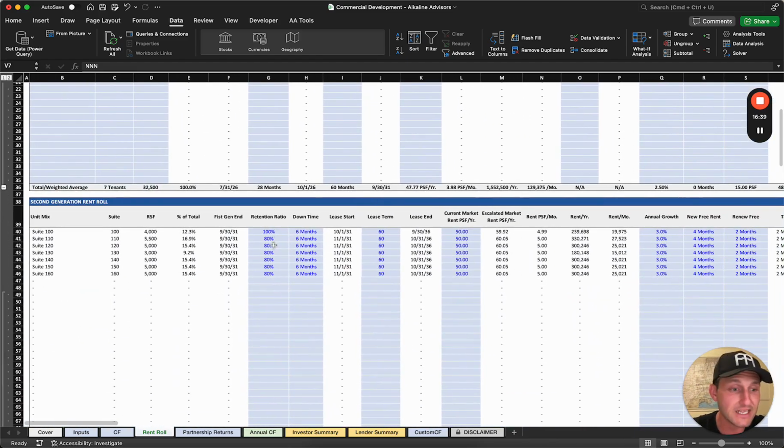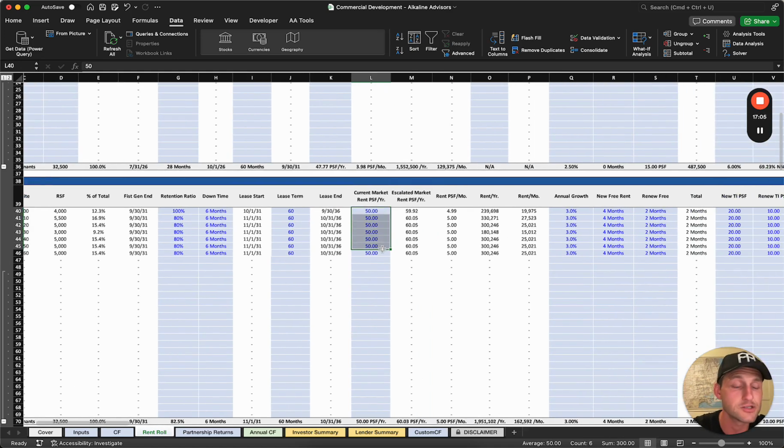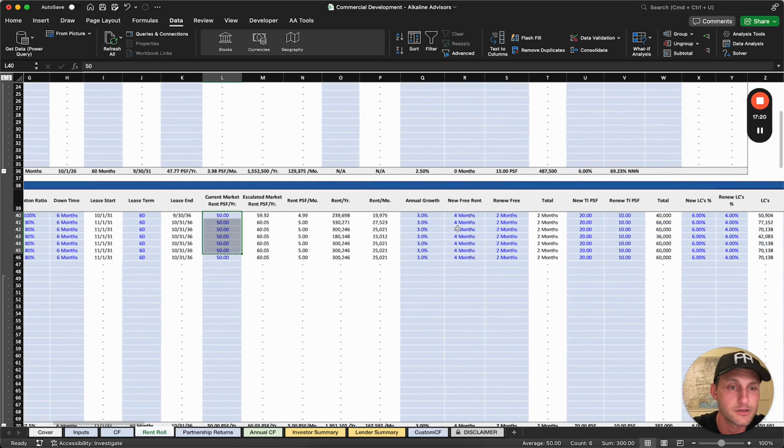Then going down, we have the second generation or market. So you can choose what the retention ratio between tenants is. And this is a probability. So you could say there's a 100% probability that they're going to re-sign, or an 80%, but then these assumptions are used in the future tenant rolls. So again, you have the downtime, lease term, current market rent per square foot per year. And this is today, and this will grow at whatever the annual growth rate is. This will grow up through whenever the lease transitions from first generation to second generation, so you don't have to recalculate these figures, so to speak.